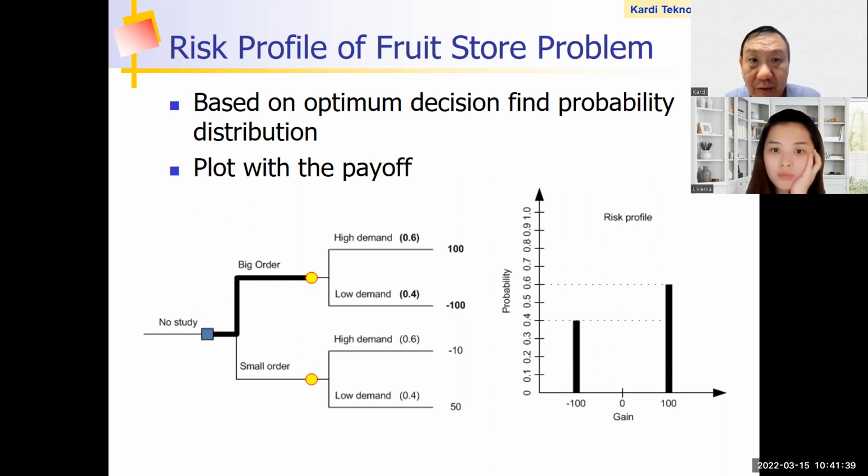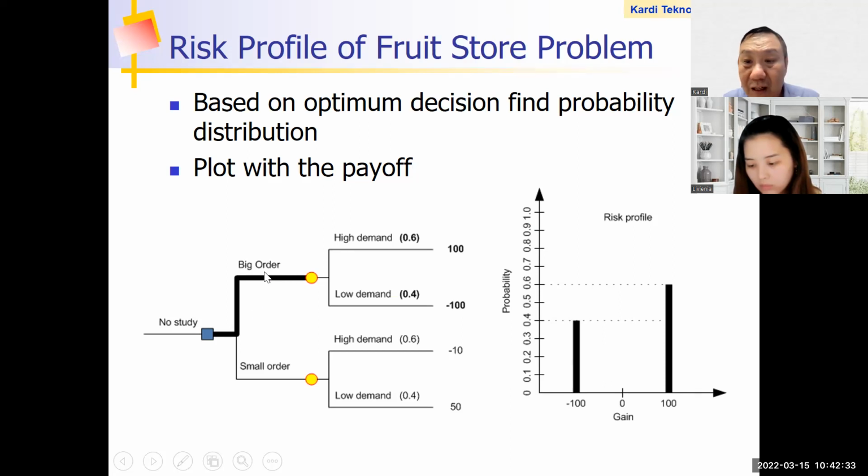Last time we discussed the fruit problem. You still remember? Last week. So we have a big order or small order. We have high demand or low demand, right? If you have a big order and high demand with probability of 0.6, your payoff is 100. If you have big order and low demand with probability of 0.4, your payoff is minus 100. So now we can check this again. And the optimum decision is the one in thick black here, big order.